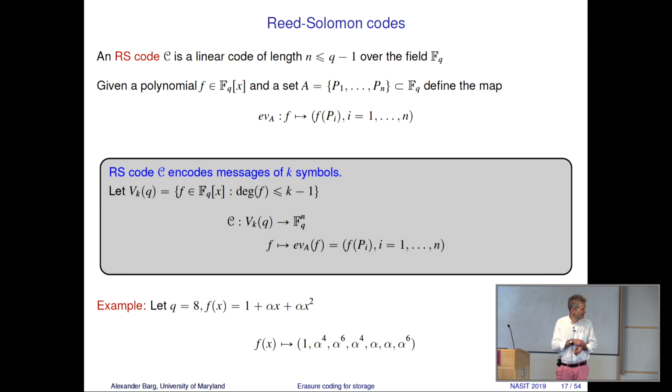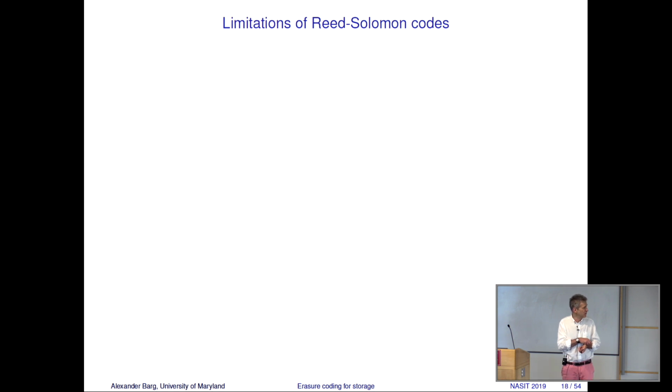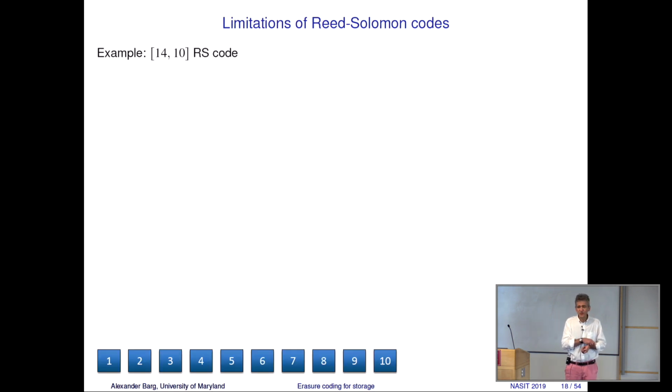Example, well, we already did an example, but I did here a calculation for a field of 8 elements. And again, alpha is a primitive element of the field, and we form a polynomial. So I chose 1 alpha for the data, and this is the code word that is obtained in the way we discussed. Now, what's wrong with the Reed-Solomon codes now that we said that they are so good?